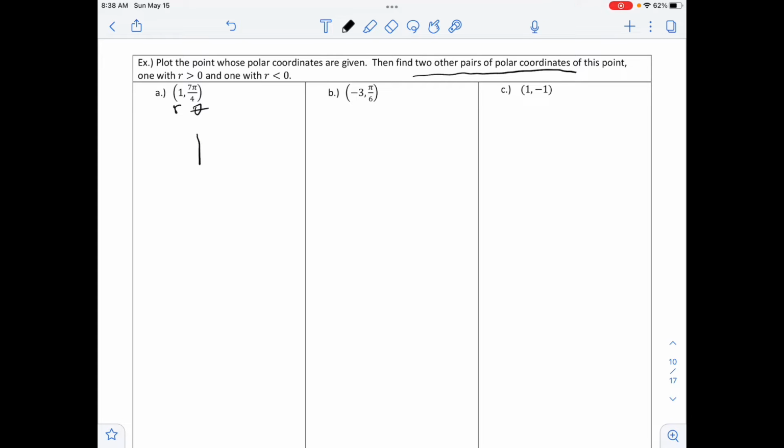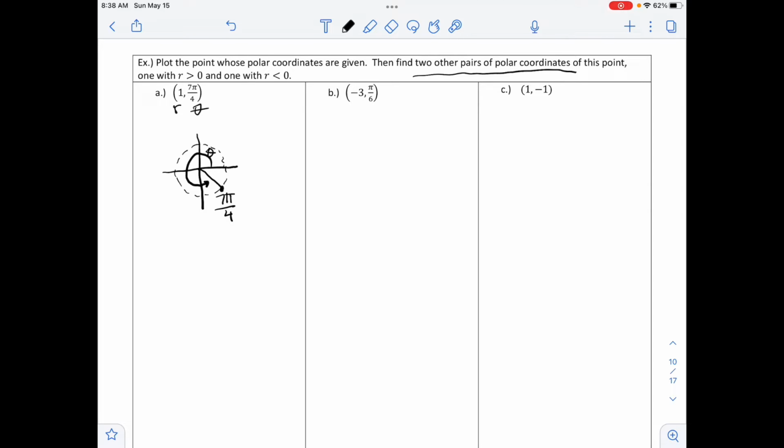So thinking about this, I'm going to make a circle with the radius 1. And 7 pi over 4 is going to be in quadrant 4. And so our theta, which would go all the way around like this, I'll label that theta, is going to end at 7 pi over 4. And that radius there is 1.